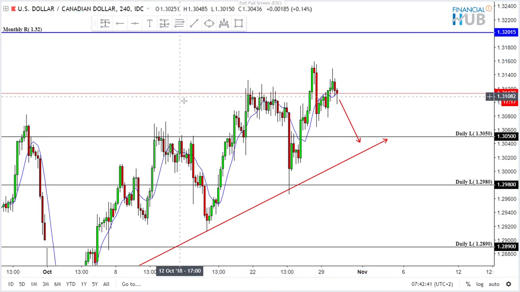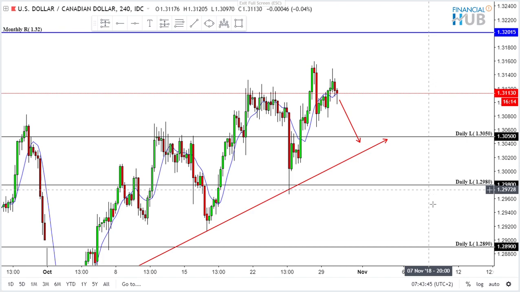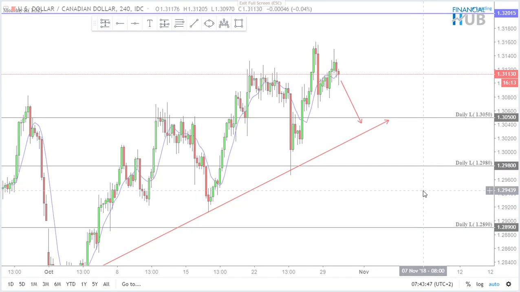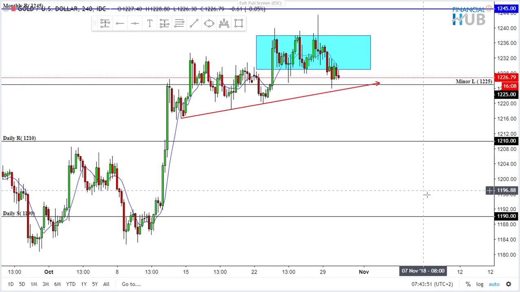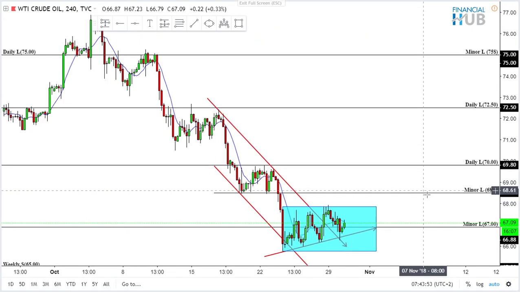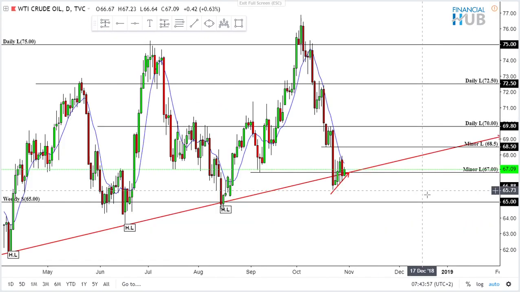I'll maybe go down to the next pair. So the next pair I'll do is oil. I'll do the commodity oil first because oil is highly correlated to the Canadian dollar. Canadian dollar is actually a commodity currency. So this is oil. You can maybe start off from the daily chart.